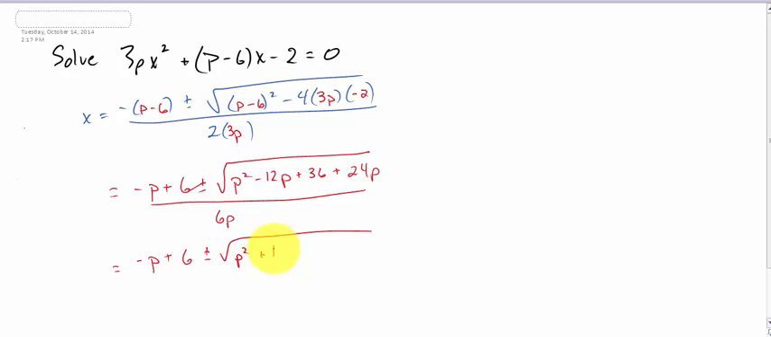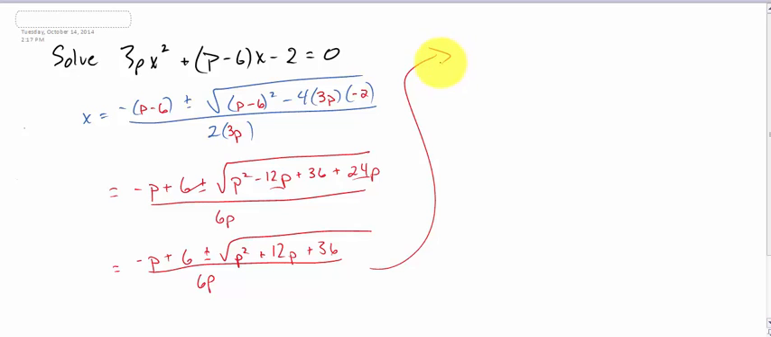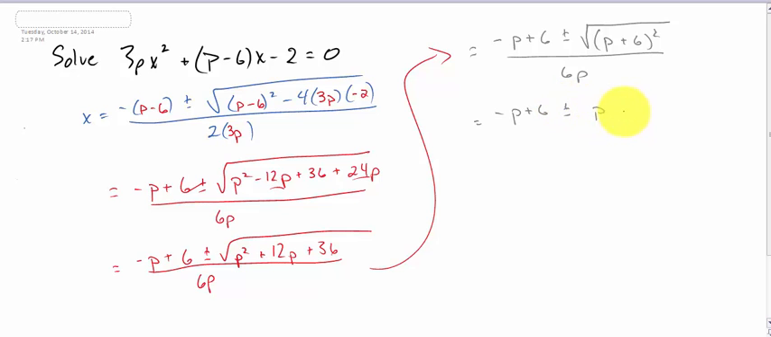We now have p squared plus 12p, we combine these like terms, plus 36, all over 6p. And, well, that quadratic under the radical, that's kind of nice. That's a perfect square trinomial. That's p plus 6 squared. So what we have now is negative p plus 6 plus or minus p plus 6, I'll put that in parentheses, over 6p.